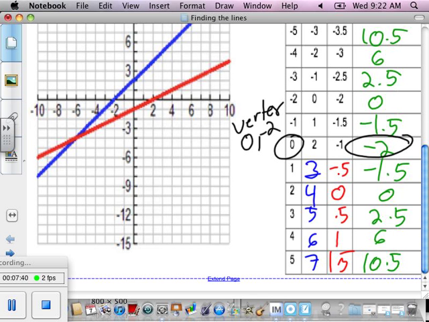What am I missing? I've got a vertex. What else do I need? A. How do I find A? Differences. It's half the second difference. Okay, let's just do a couple of them. We don't have to do a whole bunch. Let's start right here.